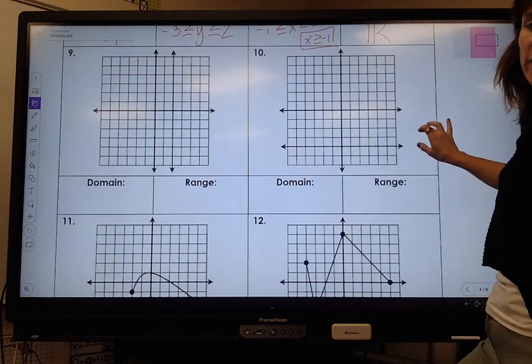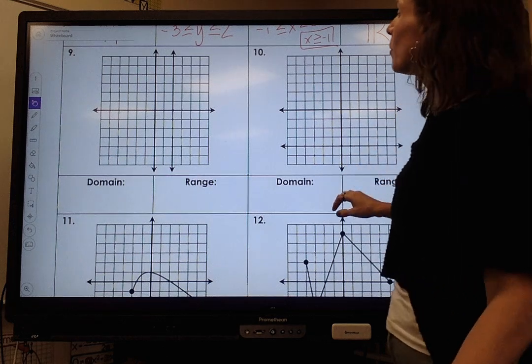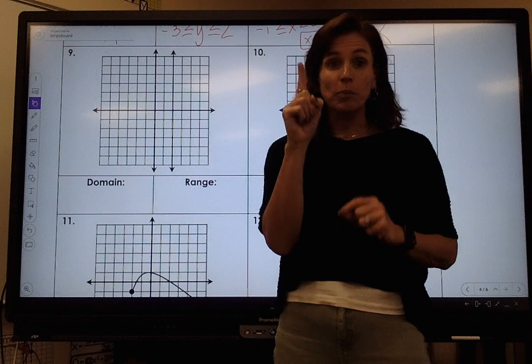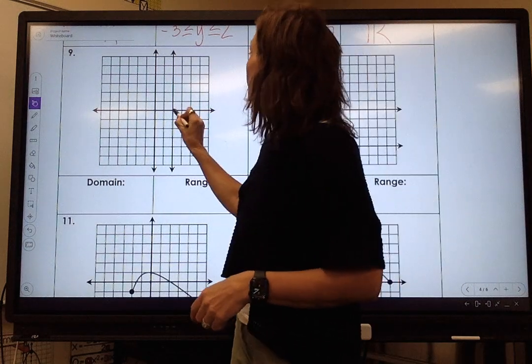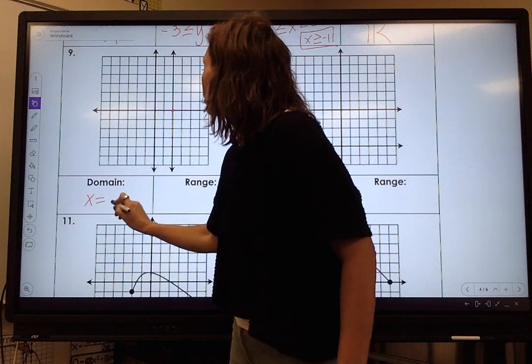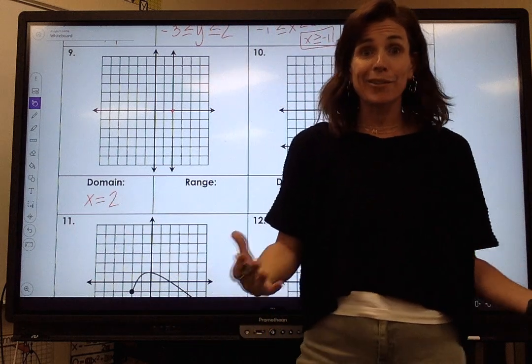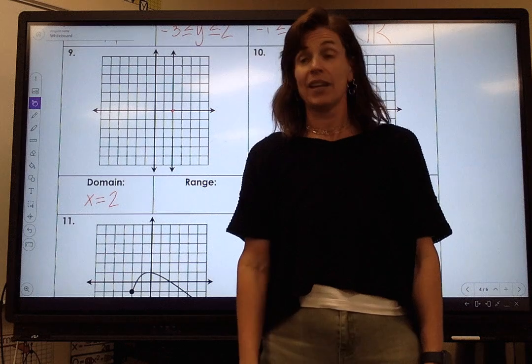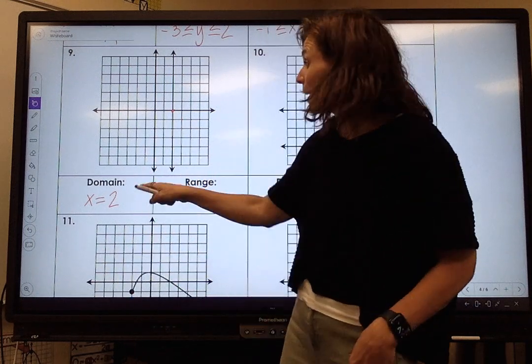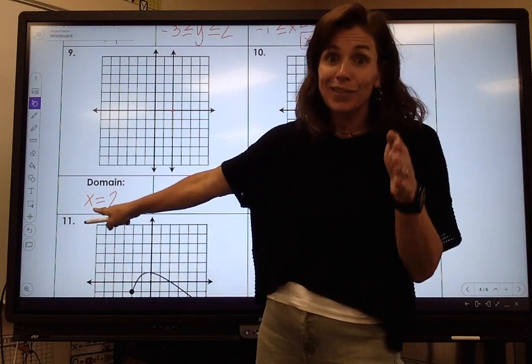All right, look at number 9. How far left and how far right? It doesn't go anywhere except one place. That one place is at +2. So x is going to equal +2. It's not less than or greater than. If there's only one number, you've got to name that number, and x is 2.